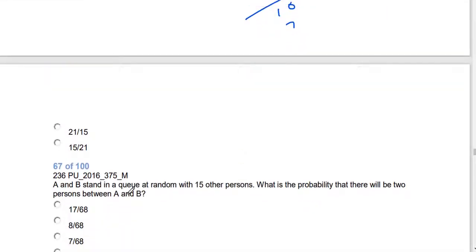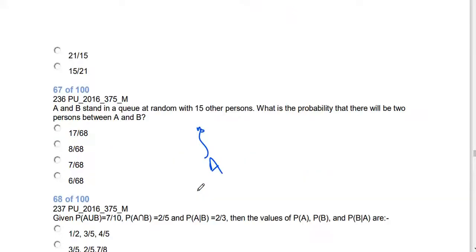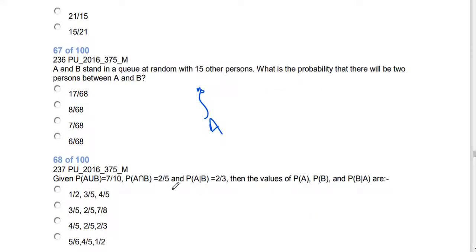Let A and B be two persons standing in a queue at random. Find the probability that there will be three persons between A and B. You can just take the queue, meaning you can see whether this follows a binomial, Poisson or exponential distribution, and we can solve. Okay, this question also is simple.